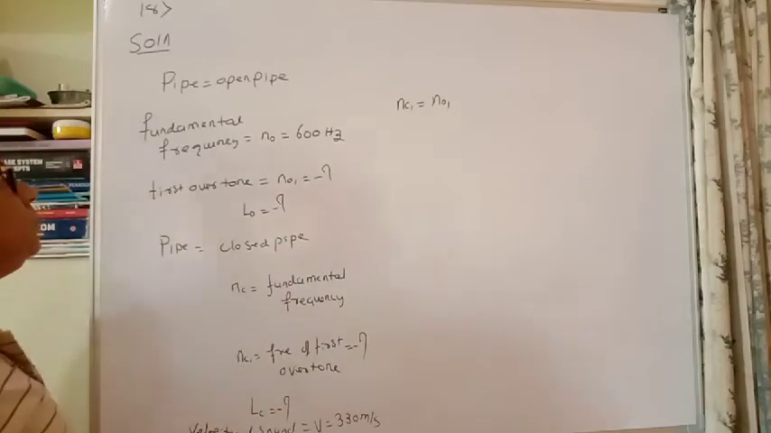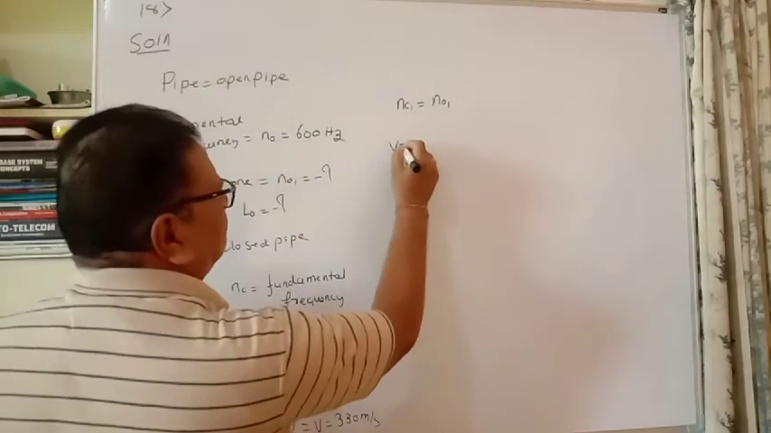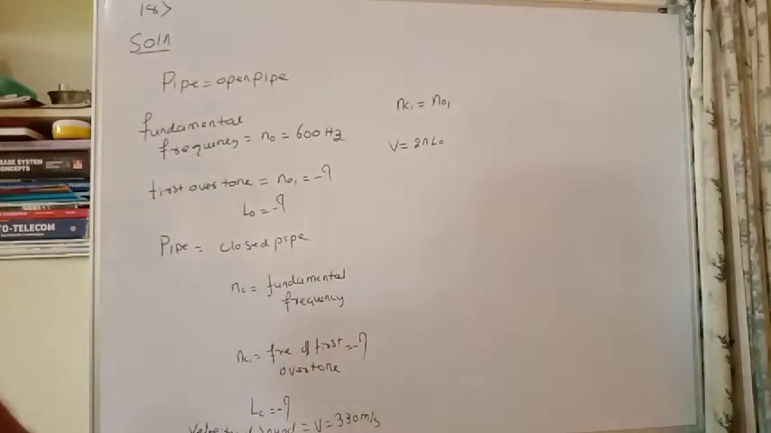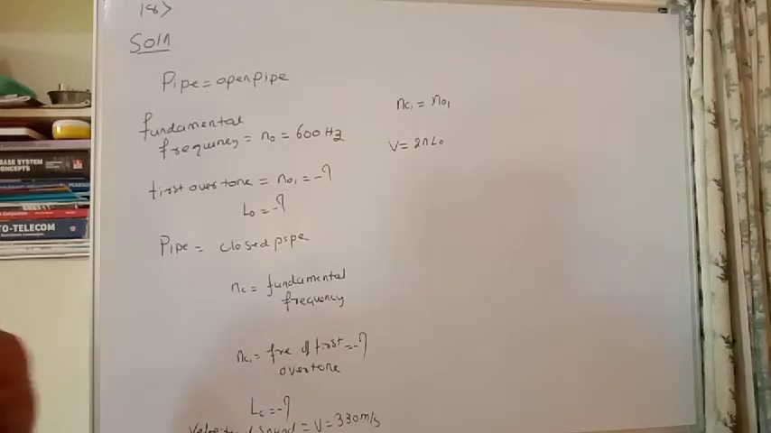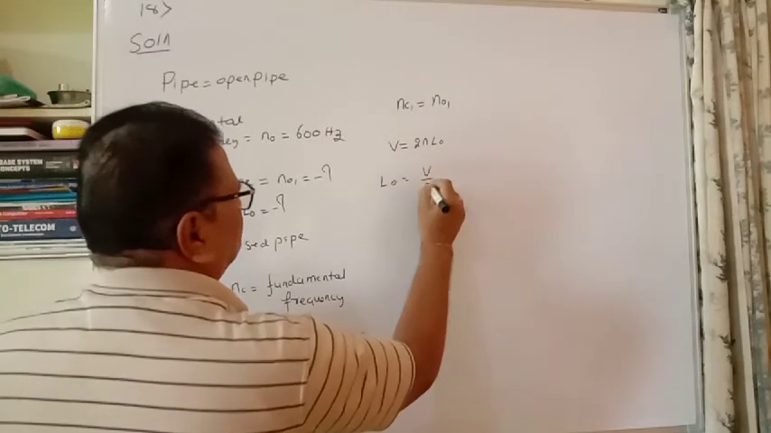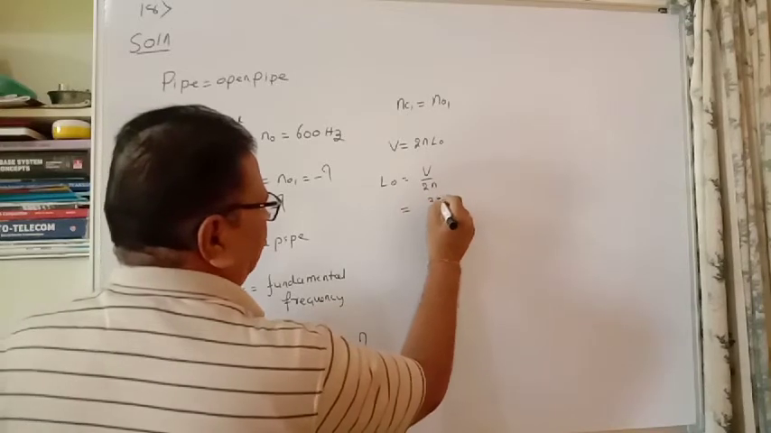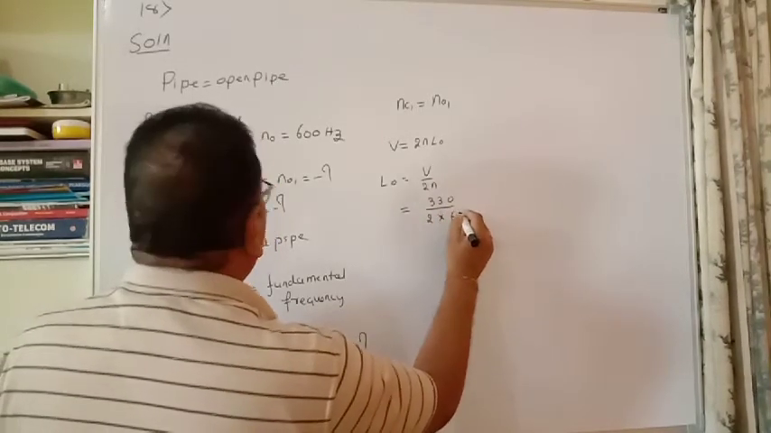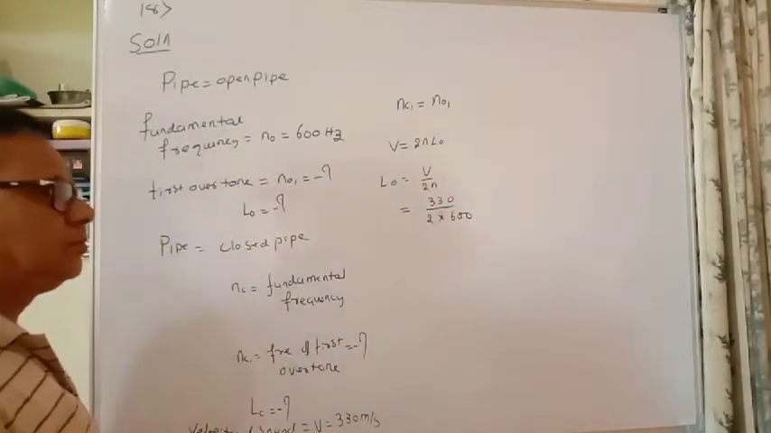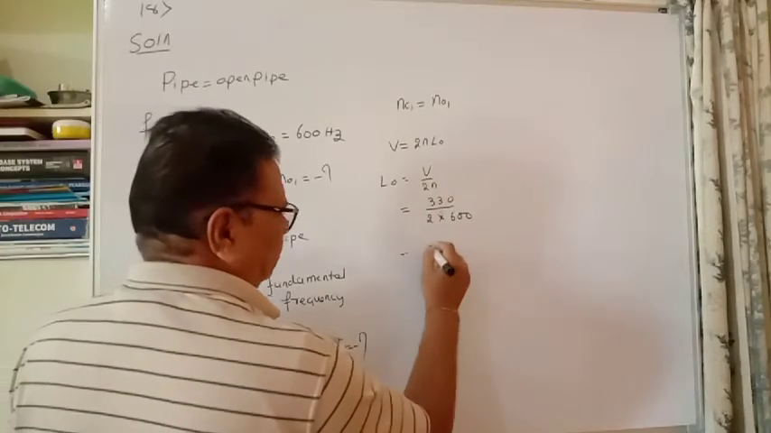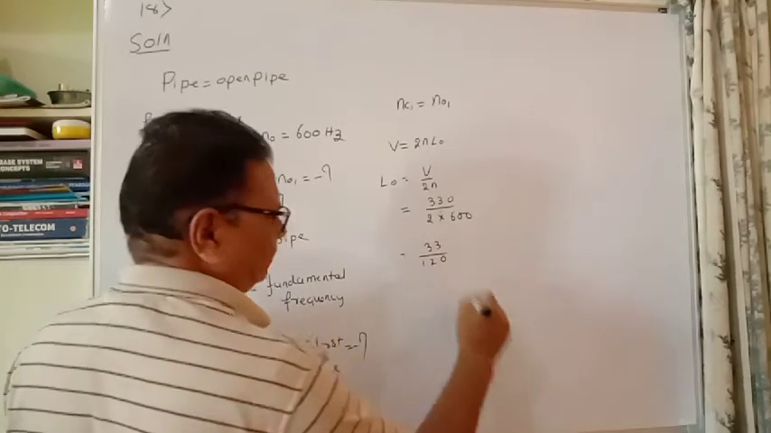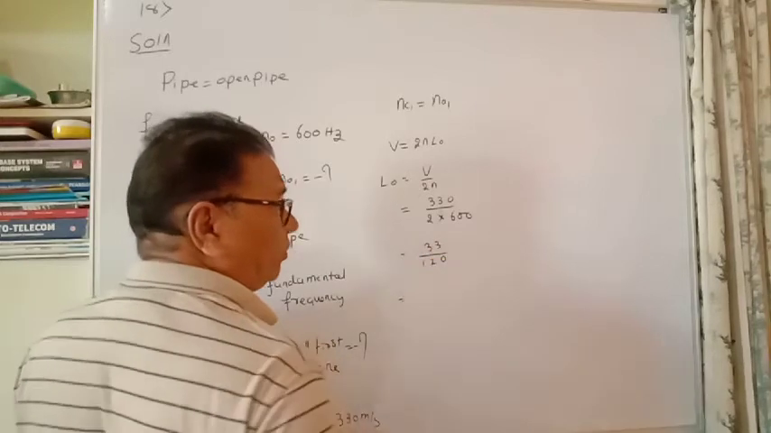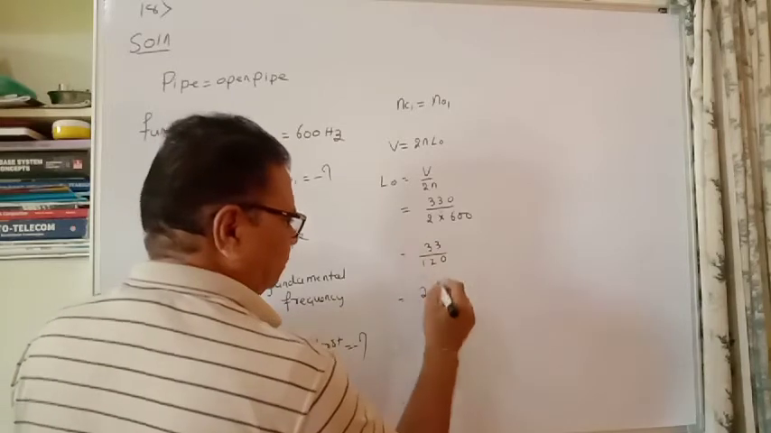So the problem is very simple. You have to determine L0. In an open pipe, the fundamental frequency and velocity of sound are related by V is equal to 2 N L0, or L0 is equal to V upon 2N, or 330 divided by 2 into 600, which is equal to 330 divided by 1200.